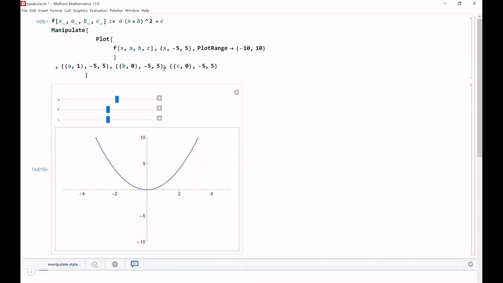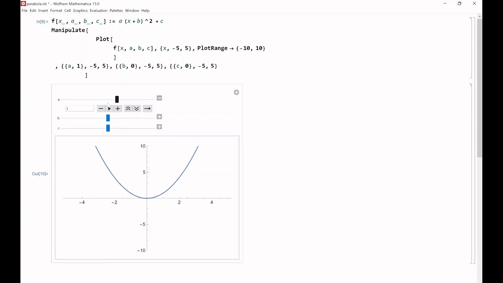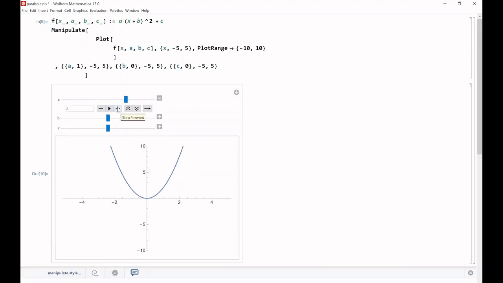Well, let's start with the basic quadratic here. This is y is equal to x squared. a is starting at 1, b is 0, c is 0, so this would just be x squared. If I increase the value of a from 1 to 2, that's what happens. From 2 to 3, that's what happens. 3 to 4, 4 to 5.